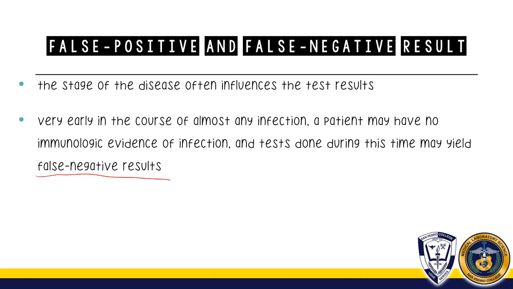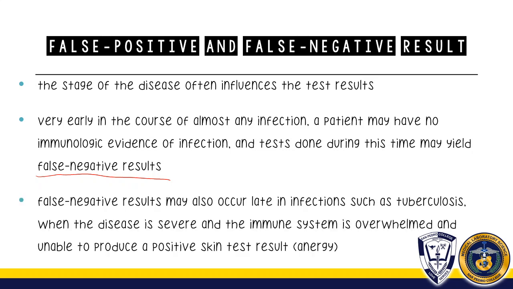Again, it depends on the stage of the disease. It depends on the burden or the amount of the organism that we are carrying so that it can be detected with our available screening and diagnostic tests. Now, false negative results may also occur late in infection, such as tuberculosis, when the disease is severe and the immune system is overwhelmed and unable to produce a positive skin test result. This event is what we call anergy.